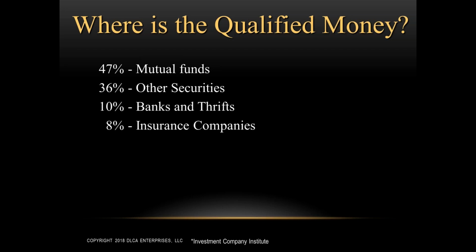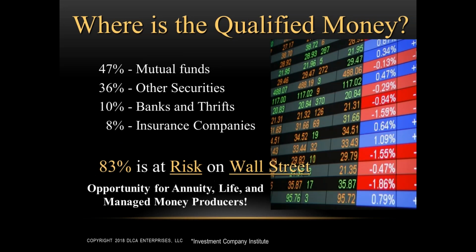And I'll ask you this question. If you had effective techniques, logical techniques, to show your clients why, when they go from that accumulation into the distribution phase, for at least a portion of their money, an insurance company might be the ideal custodian. If you had those techniques, would that increase your IRA rollover business? So if you add the 47% that's in mutual funds and the 36% that's in other securities, what we have learned is that 83% of roughly $25 trillion is in one form or another at risk on Wall Street. And this is what's creating a tremendous opportunity for annuity producers, life producers, and managed money producers.